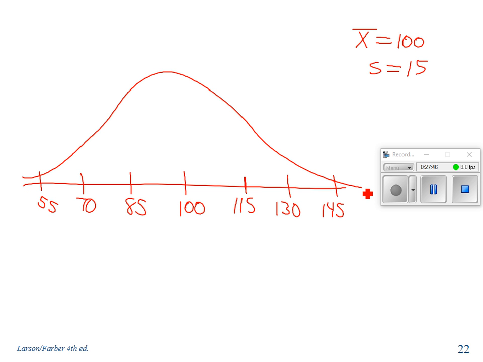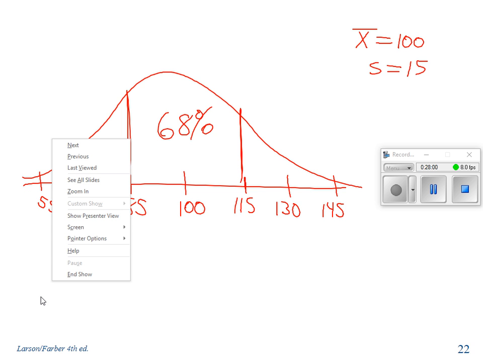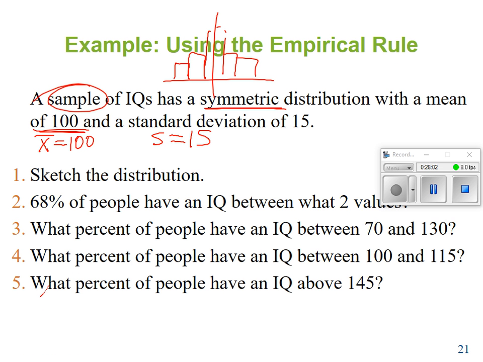Where should 68% of the data fall on this? 115 to 85. That's where 68% should fall. So I think that was the first answer: between 85 and 115. 68% fall between what two values? 85 to 115. And you should be able to figure that out as you're going through and doing this.